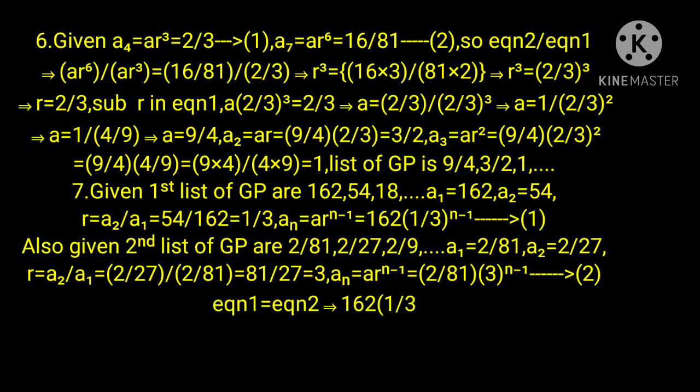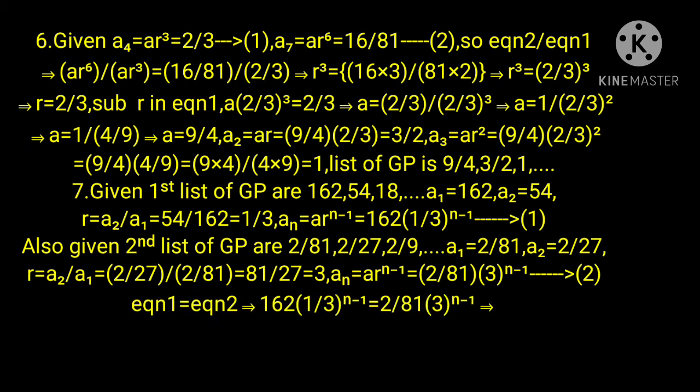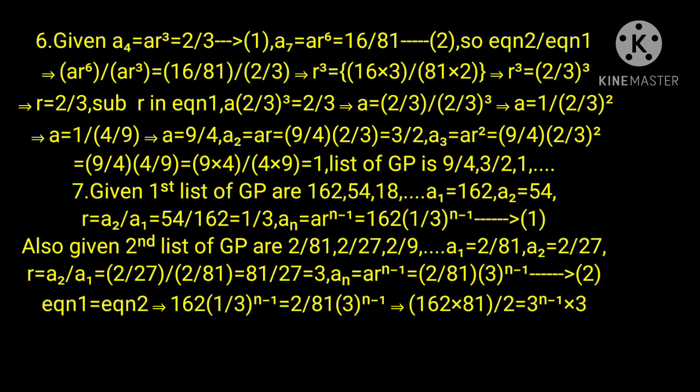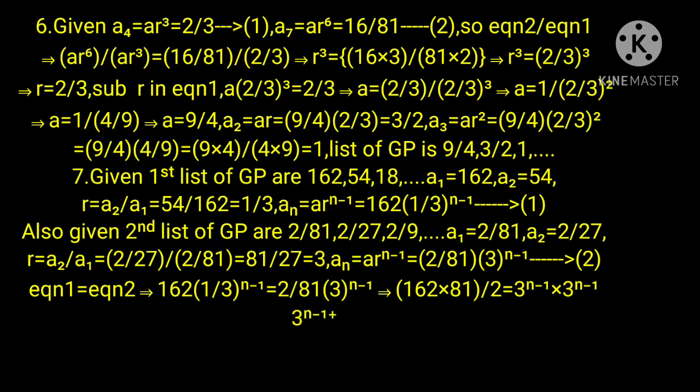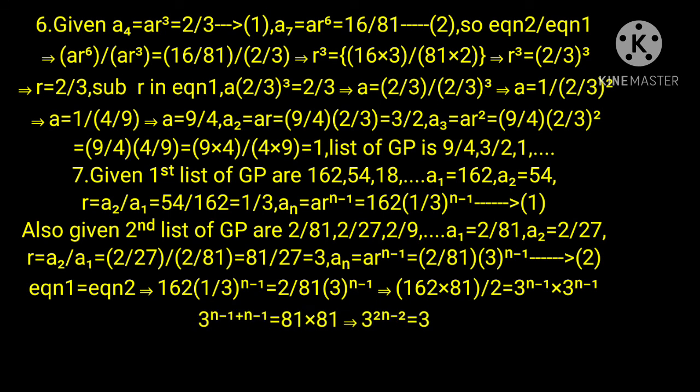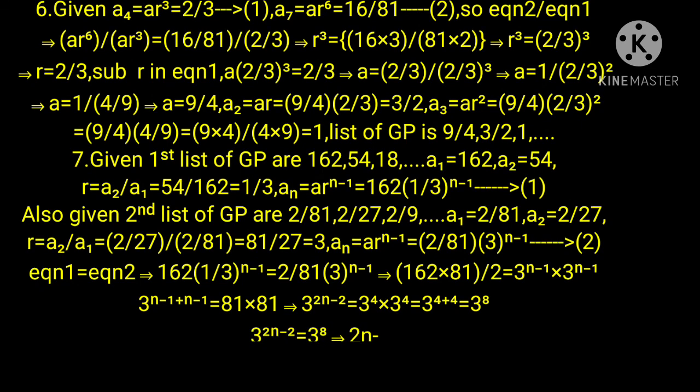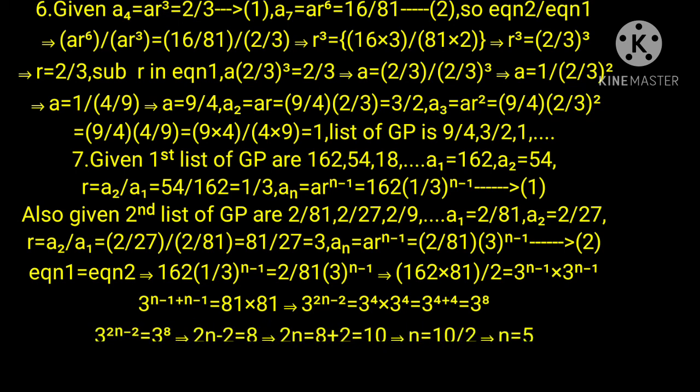Now equation 1 equals equation 2: 162 into 1 by 3 whole power n minus 1 is equal to 2 by 81 into 3 power n minus 1. Cross multiplying, 162 into 81 by 2 is equal to 3 power n minus 1 into 3 power n minus 1. The bases are equal, so the indices add: 3 power n minus 1 plus n minus 1 is equal to 81 into 81, so 3 power 2n minus 2 is equal to 3 power 4 into 3 power 4, which is 3 power 8. So 2n minus 2 is equal to 8, 2n is equal to 10, and n is equal to 5. At the fifth term, their nth terms are equal.